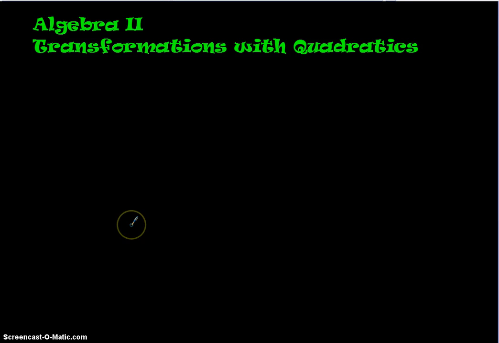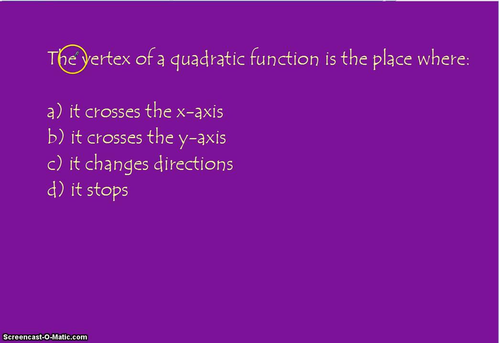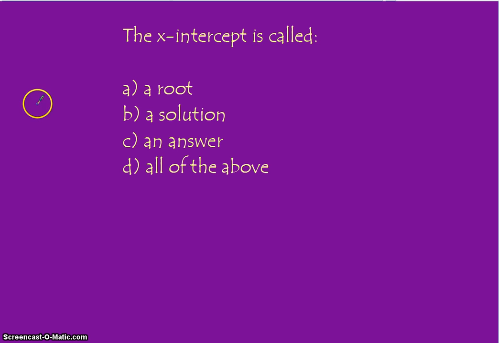Okay, this is Algebra 2. We are in day 3 of quadratics and we're looking at transformations. Let's start by reviewing what you've already learned. The vertex of a quadratic function is the place where it changes directions. It's going to be either a low or a high spot on the graph.